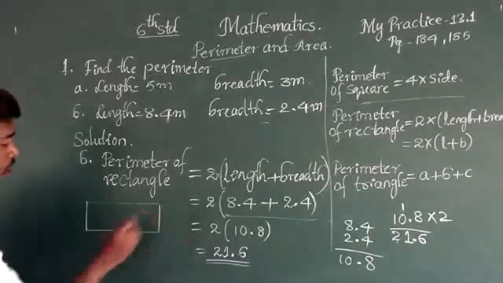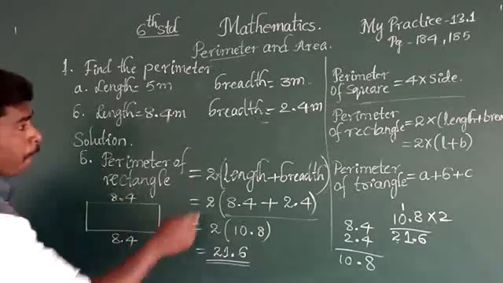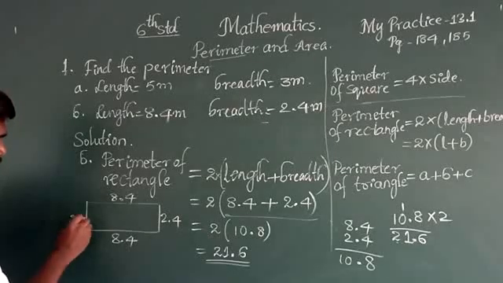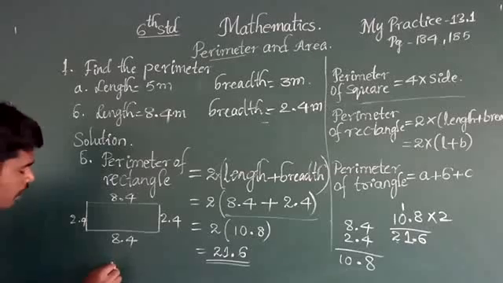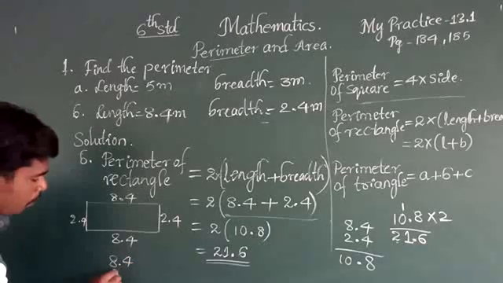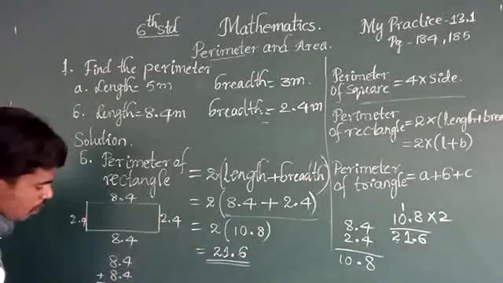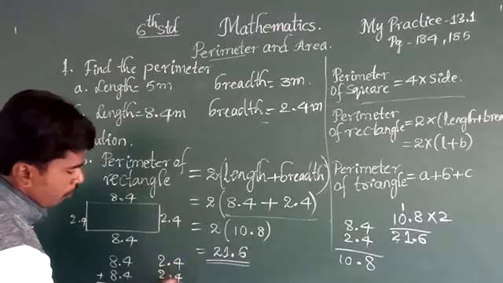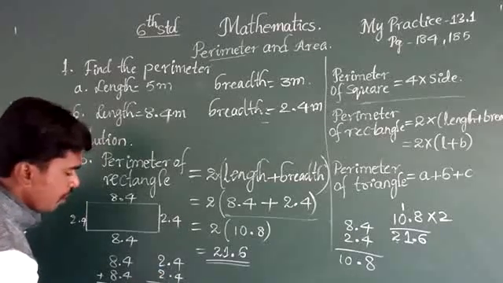The length is 8.4. Here also 8.4. The breadth is 2.4. Here also 2.4. You add it, just 8.4 plus 8.4. So add it. 4 plus 4, 8. 8 plus 8, 16. Next 2.4 plus 2.4. So 2 plus 2 becomes 4.